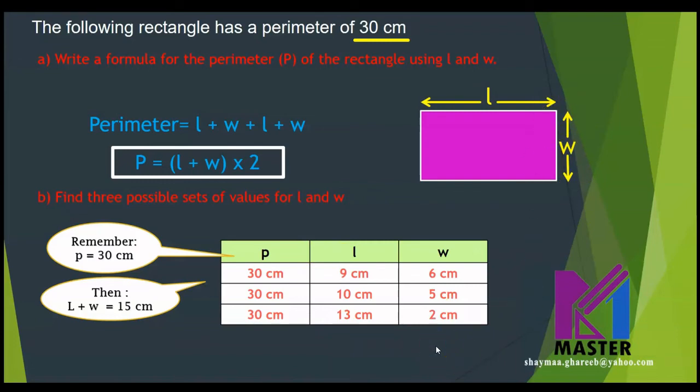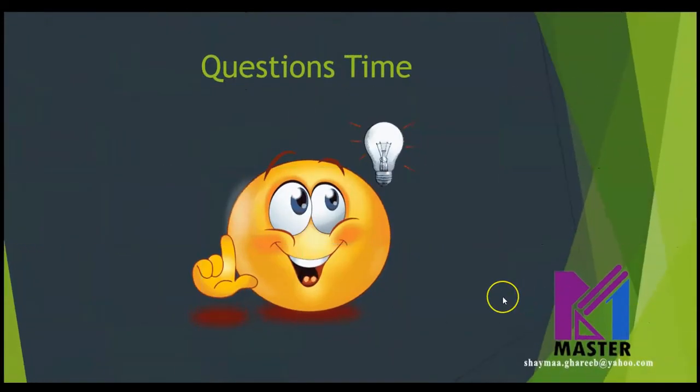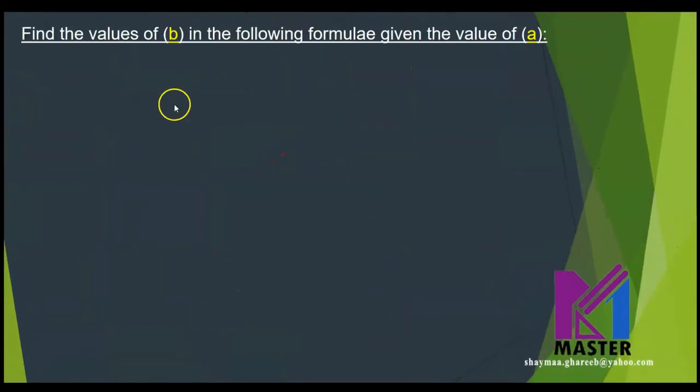You can keep finding more possible sets for the values of L and W the same way, but always keep in mind that L plus W should equal 15 and L is greater than W. Is this clear? And now it's our questions time. Are you ready? Let's start.